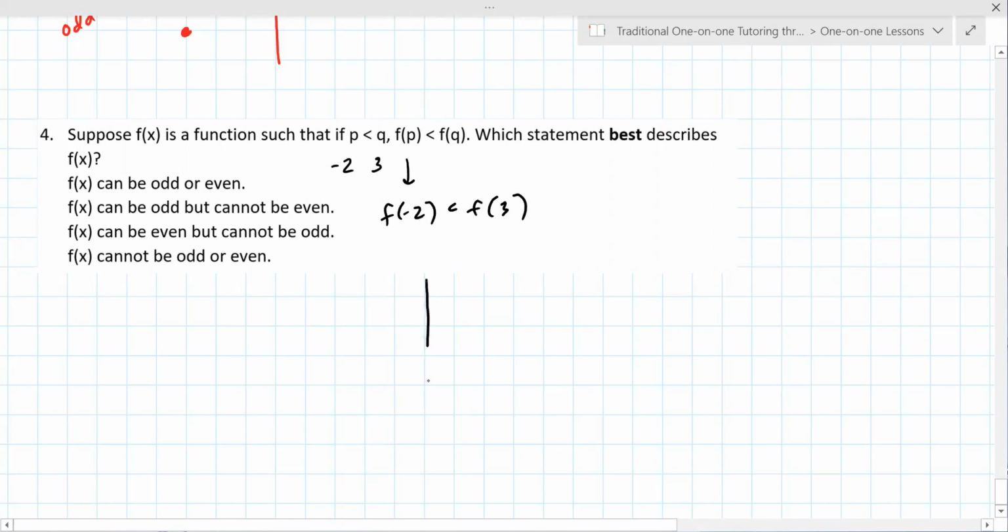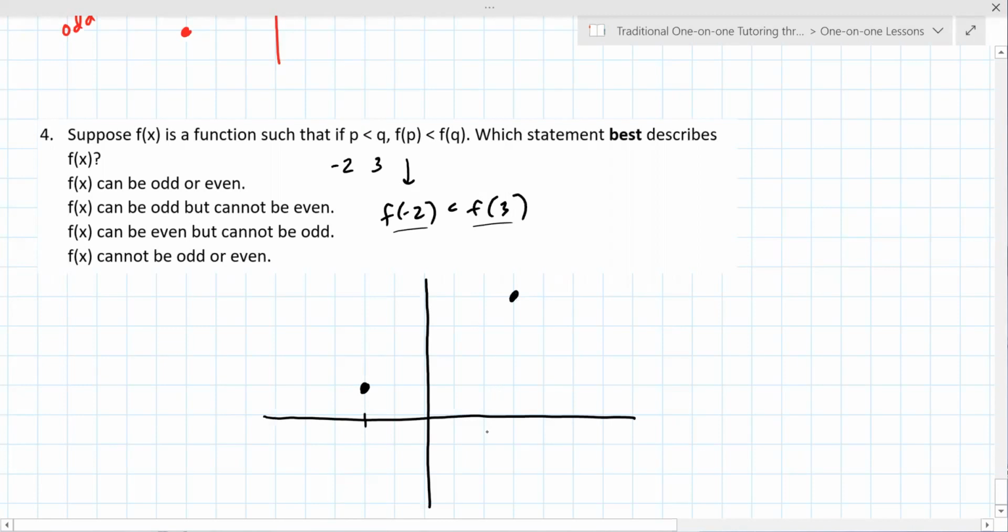The reason I did this is that -2, let's say, is over here. Let's put a dot there, and then 3, maybe it's up there. And this still holds true. This is below that.